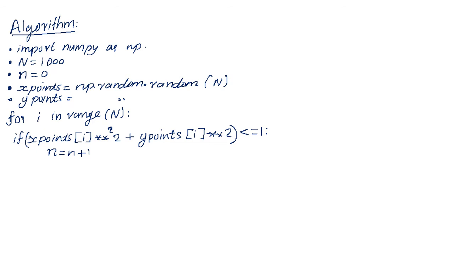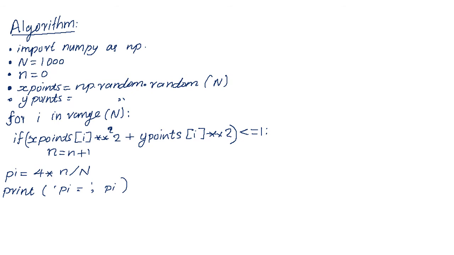Now it's very simple to calculate pi. You just calculate pi equal to 4 star n divided by capital N. So this is the value. You can print pi equals, comma, pi. So this is very simple. Next step, you can see this result by plotting every point as dots and plotting a circle in between. So that will be discussed when we do the Python code.